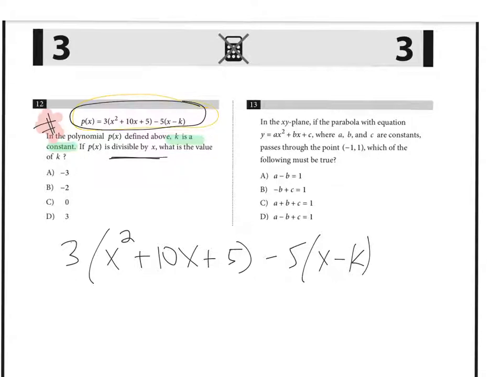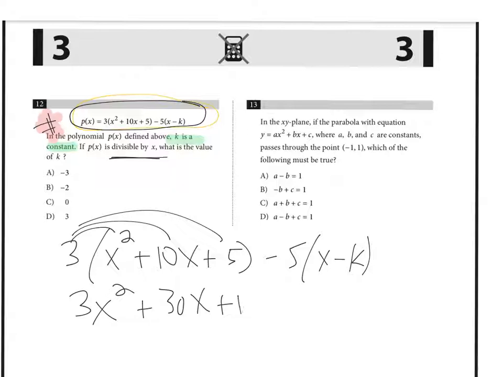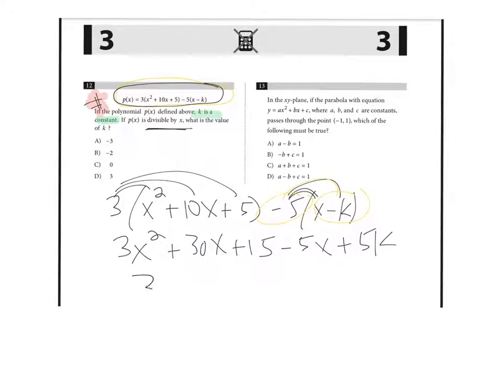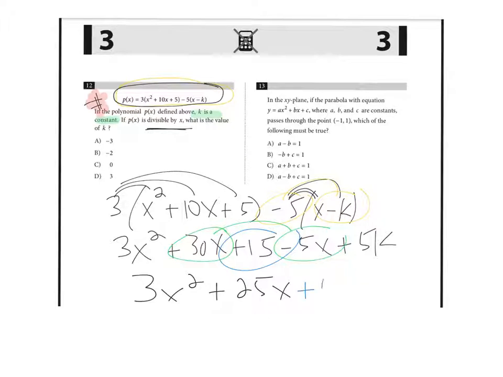Let's try to simplify this though. Let's distribute the 3 to everything in the first parentheses. So I have 3x squared plus 30x plus 15. Now I'll distribute the negative 5. So negative 5 times x is negative 5x. Here's the key. Negative 5 times negative k is going to be a positive 5k. And if I simplify this now, I have that 3x squared, but I have 30x minus 5x, so that's going to be a 25x. I have plus 15, and then I have this plus 5k.